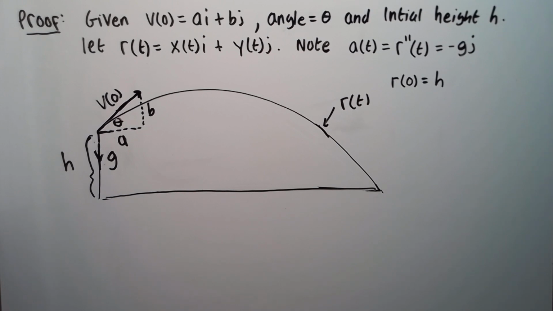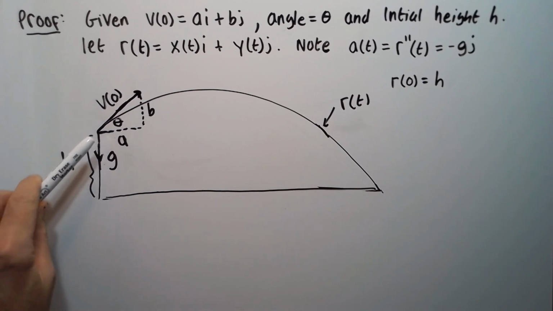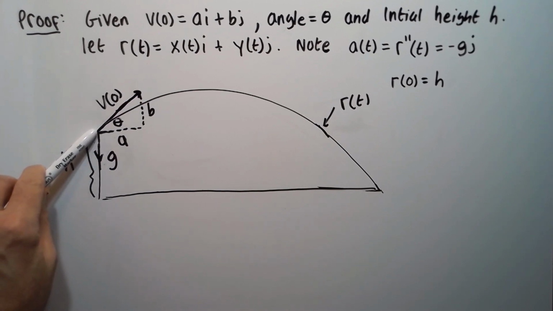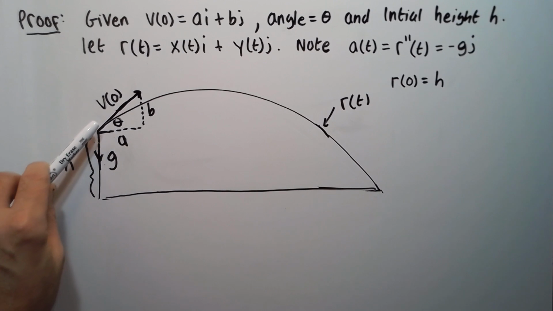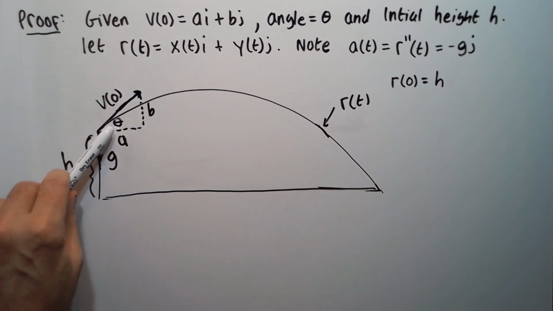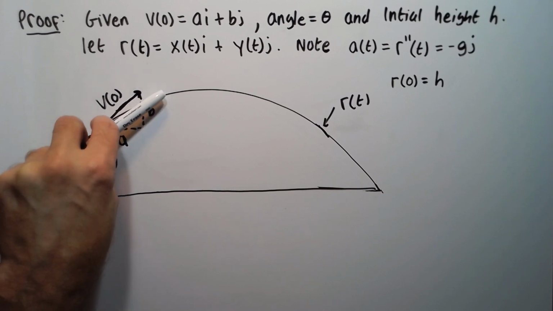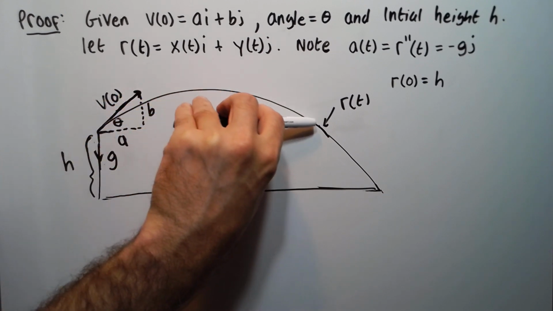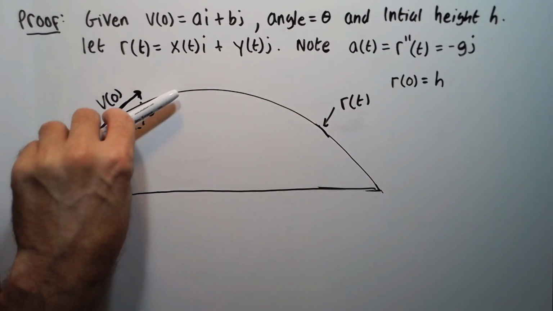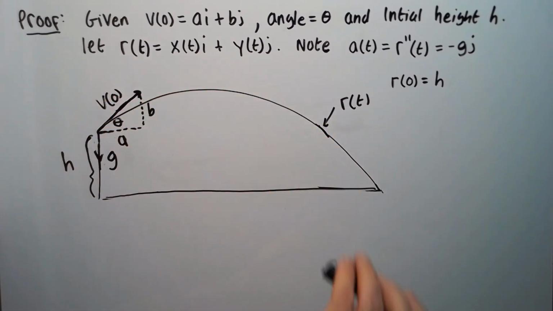Okay, so let's take a look at the proof. Again, here's a diagram of a projectile that starts at a height h and has initial velocity v0 and angle theta and is shot, and it's going to follow this path. We have to find the equation. This path looks like it's following a parabola shape. It's going to come down here.